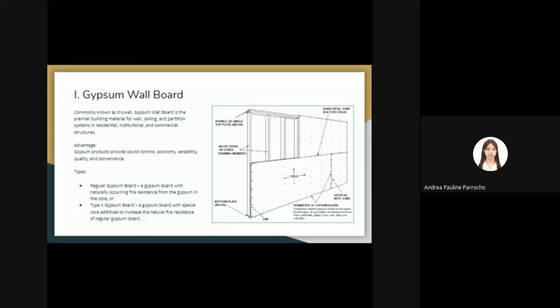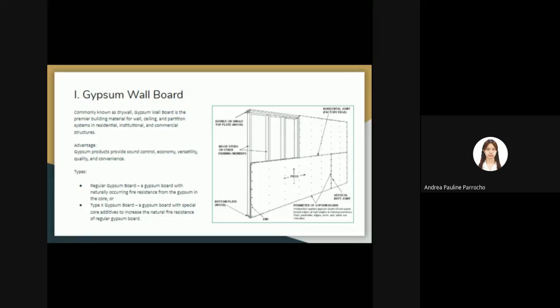So, it's known as drywall because of its inherent fire resistance, and it is designed to provide a monolithic surface when joints and fastener heads are covered with a joint treatment system. It also provides good sound control, versatility, and quality and convenience. The types of gypsum board mentioned are regular gypsum board and type X gypsum board.